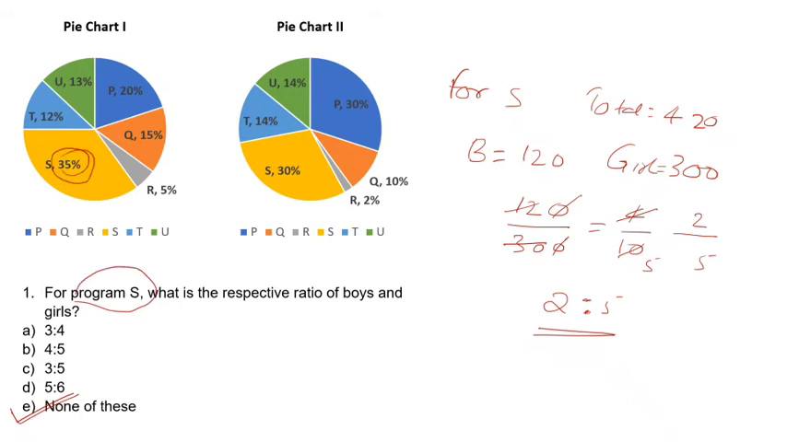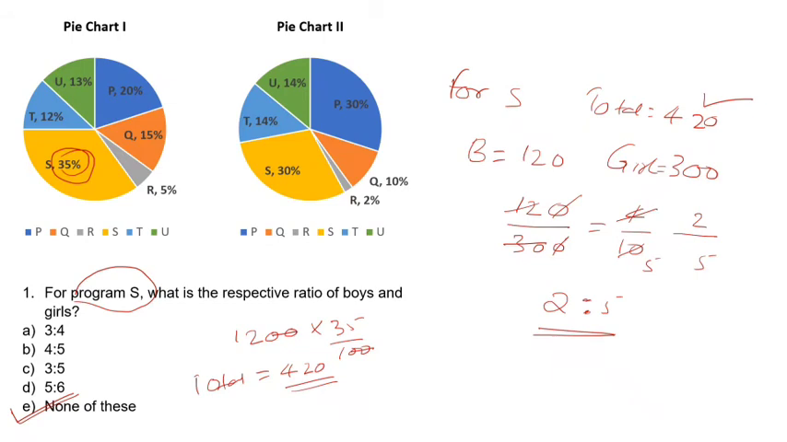Program S is 35%. We have already calculated the total number of students, which is 1200. What is 35% of 1200? You can cut the zeros and it becomes 420. This is the total number of students we have taken. Total number is equal to 420.